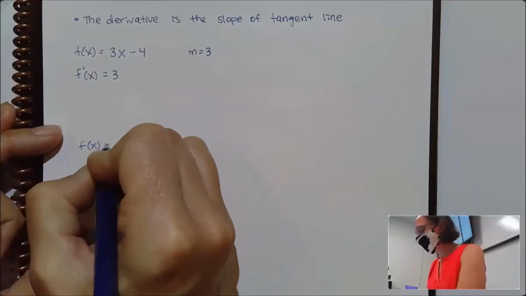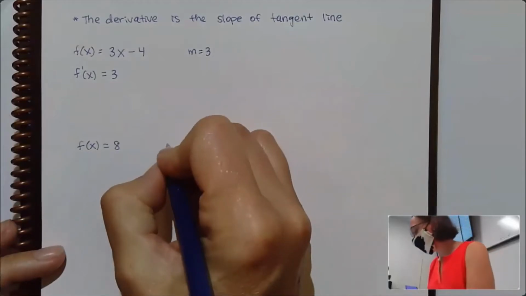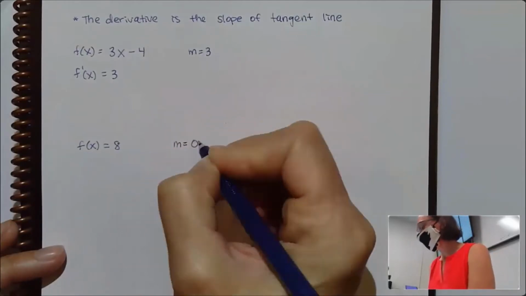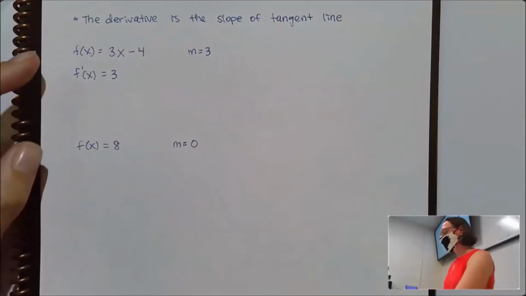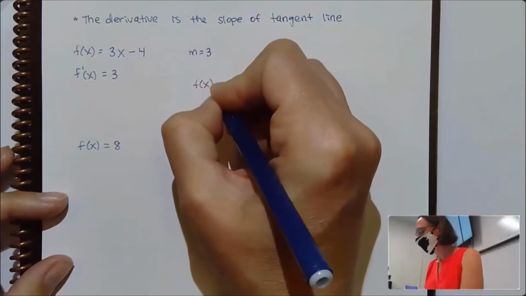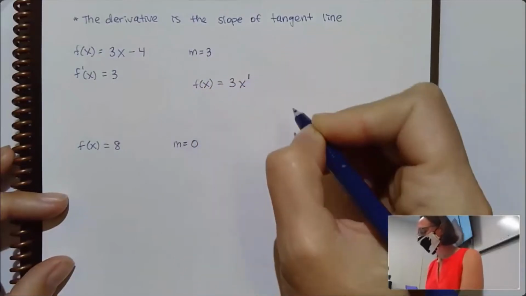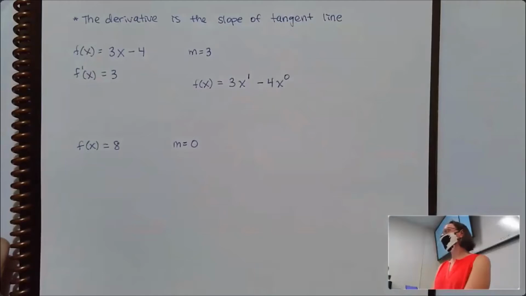If I told you the f of x was equal to 8, what kind of a line is that? Yeah, it's totally a horizontal line. Well, if this is a horizontal line, what's the slope of a horizontal line? Right. Now, technically, both of these are still following that same power rule. We would just have to be weird about it to make it work. So this one, if I wanted to think about it as that power rule, I'd really have to say the f of x is equal to 3x to the first power minus 4x to the 0 power. I would never do that.